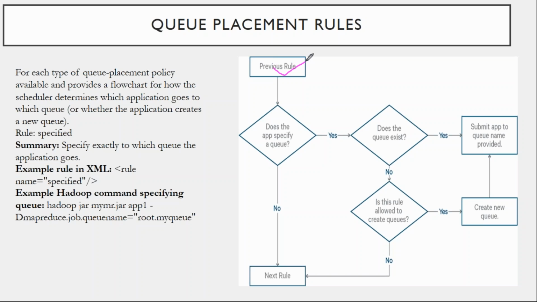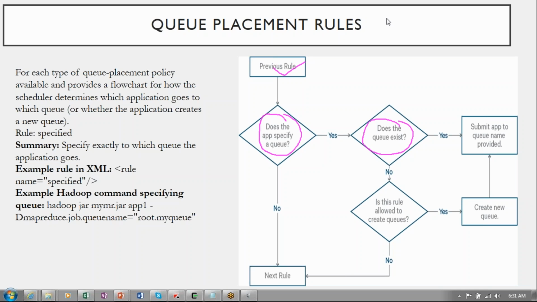Okay, now you have a new rule, a new placement policy, new queues, and sub queues. Does the app specify a queue? If it is specifying a queue, does the queue exist? If the queue exists, your app can go and submit to the queue.